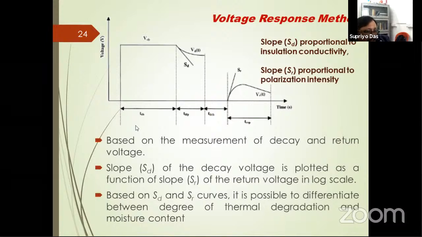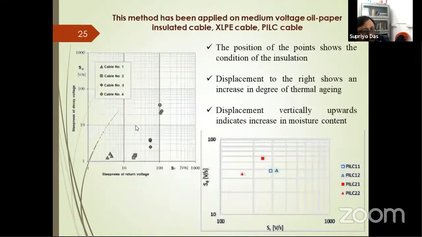SD, the slope of the decay voltage, is plotted as a function of the slope of the return voltage on a log scale. Based on these two slopes, SD and SR, it is possible to differentiate between the degree of thermal degradation and moisture content. If you look at the first picture, it shows four cables: cable 1, cable 2, cable 3, cable 4. On the y-axis is the slope of decay voltage, and on the x-axis, the slope of return voltage.